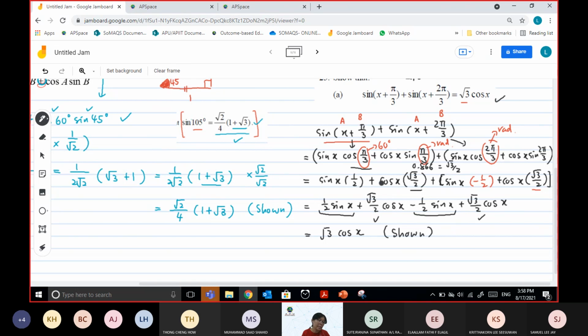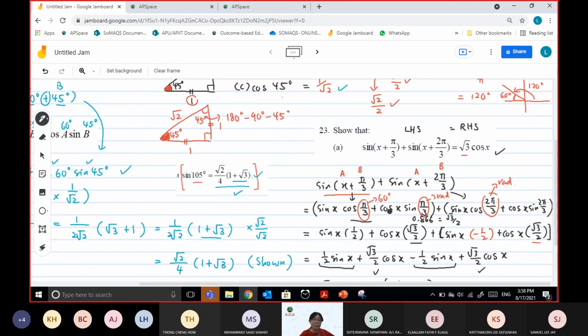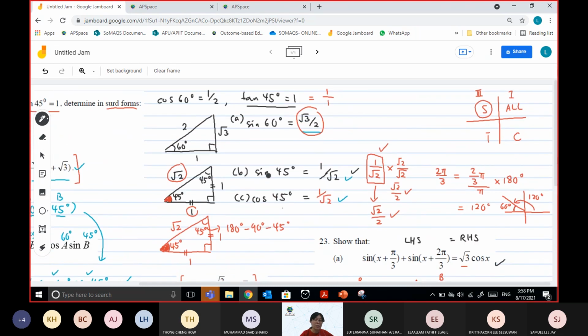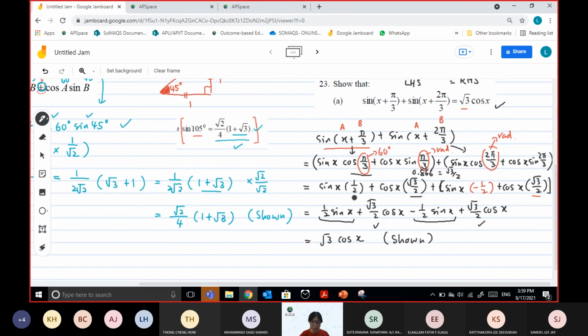But as I say, some calculators can give you the surd, but for example, my calculator can't. Pi over 3 is actually 60 degrees. So if you want to get the answer in surd form, you can get sine 60 and cos 60 from the earlier question, 22. Is there any other question? If no, then I will proceed to part B.